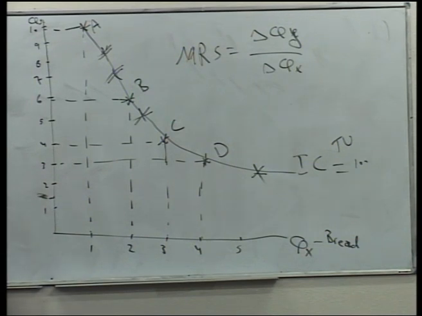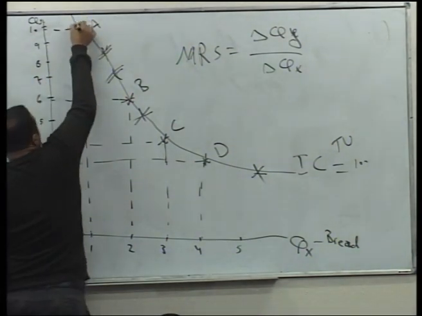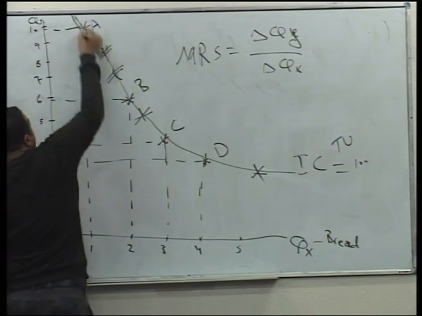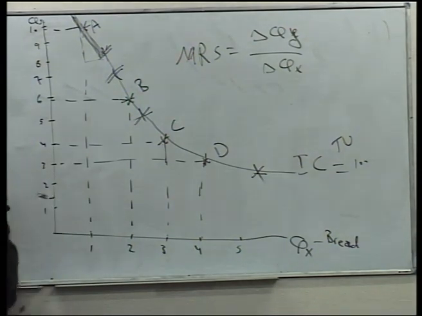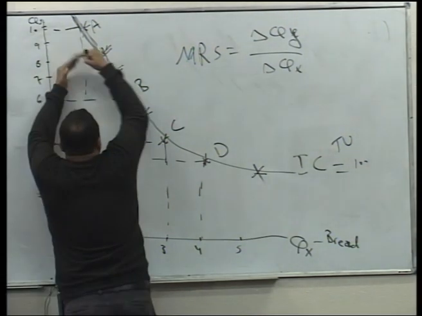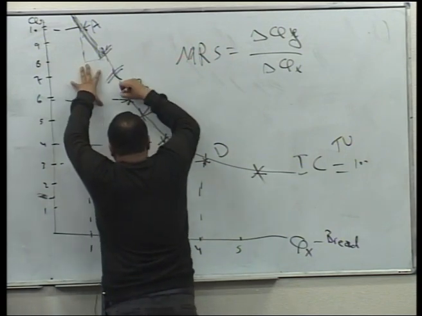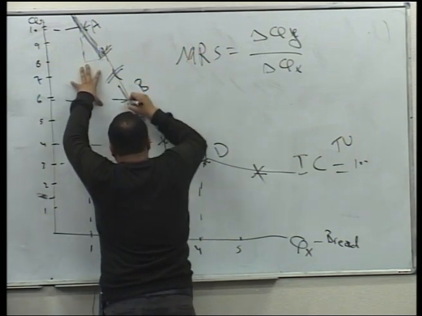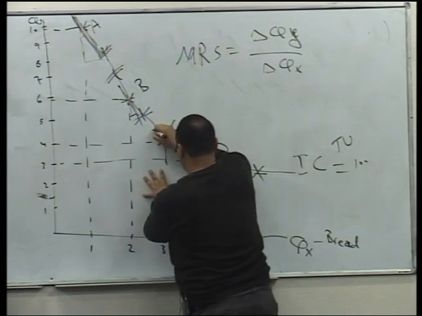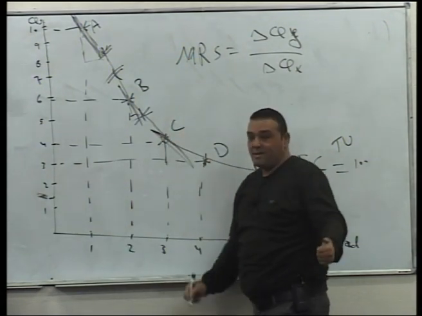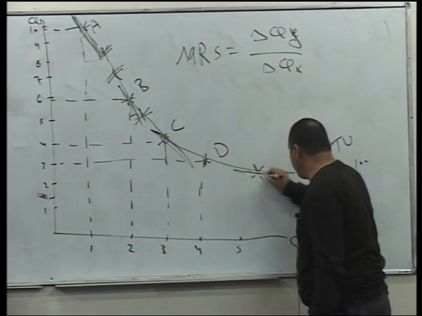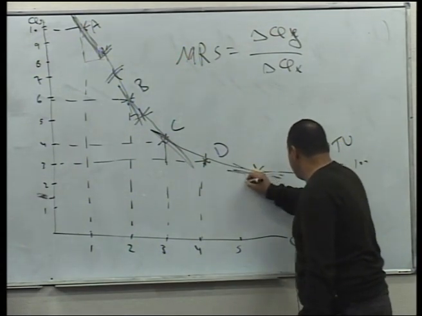المارجنال ريت اوف سبستيتيوشن تعالوا لي هان هيك. اعمل السلوب تبعه. مقابل على مجاور. صح؟ هي المقابل هيك على المجاور. شو اللي بصير؟ السلوب بقل صح؟ هاي شايفين اعمل سلوب هنا هيك.